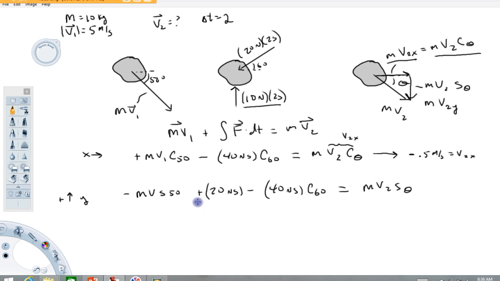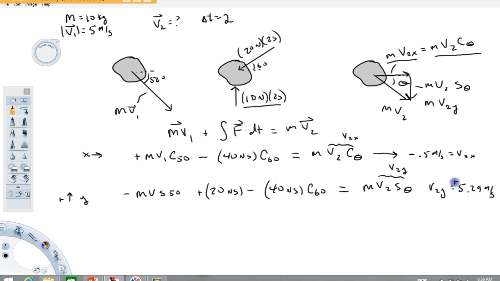If we put numerical values here, again, this would be 10, 5 meter per second, sine 50, plus 20 Newton seconds, minus 40 cosine 60 equals, and again, this is 10 kilograms, times v2y. If I solve this for v2y, I get positive 5.29 meter per second out of it. My solution came out positive.